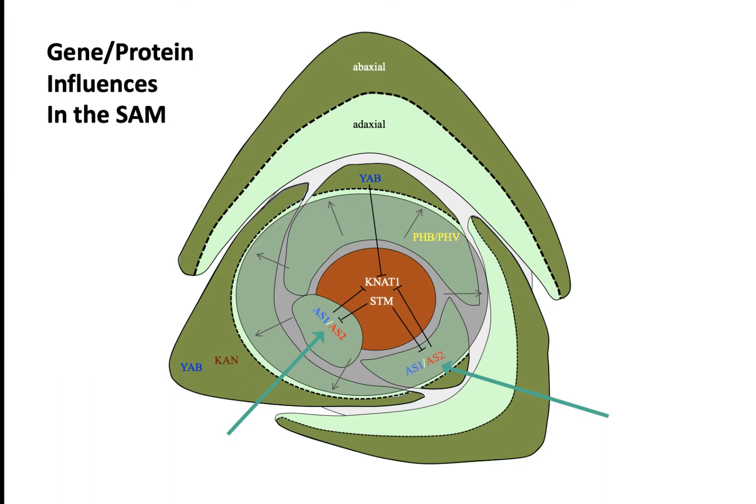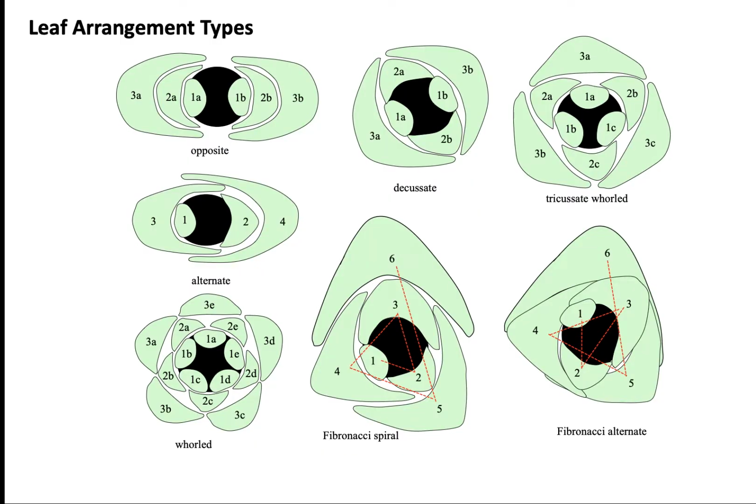There are other genes, YAB and CAN, which will determine which is the adaxial side of the leaf, which once the leaf unfolds will face the sun, and the abaxial side of the leaf, which will be the underside of the leaf, which will have the stomata for gas exchange. When and how these are turned on varies from one plant species to another.